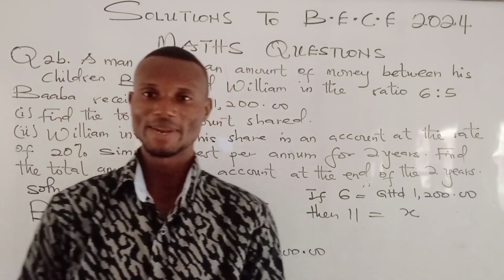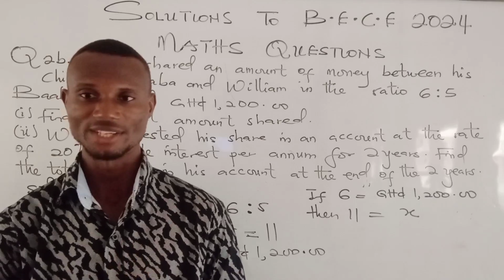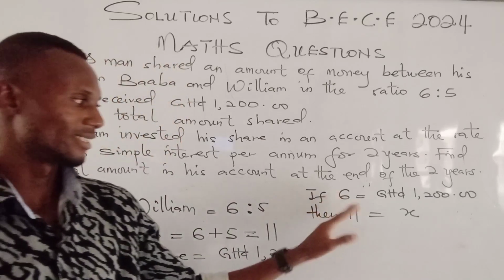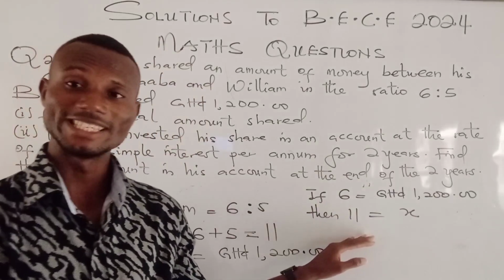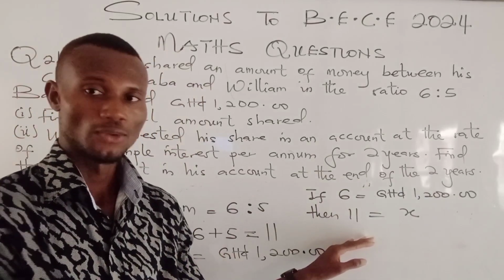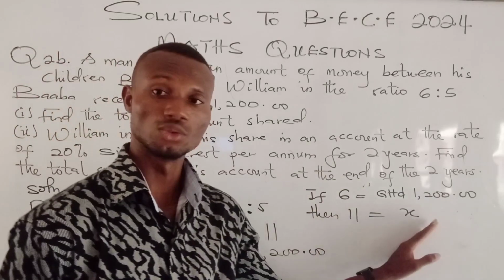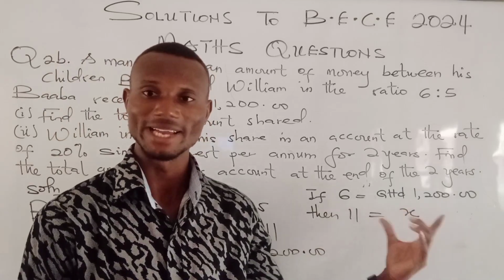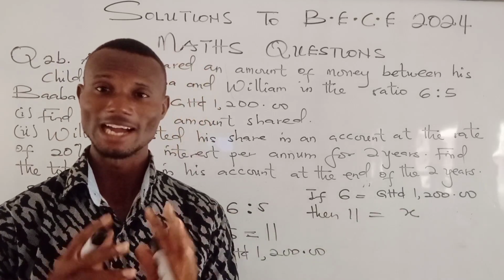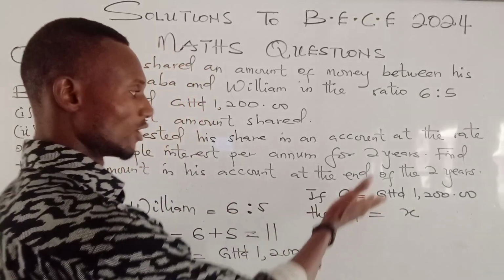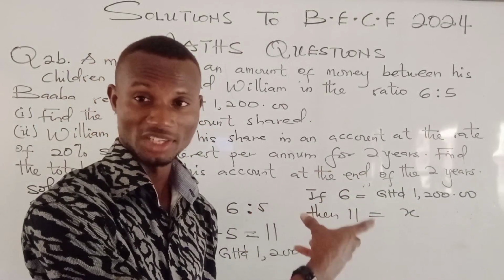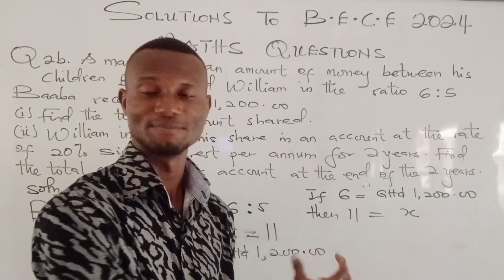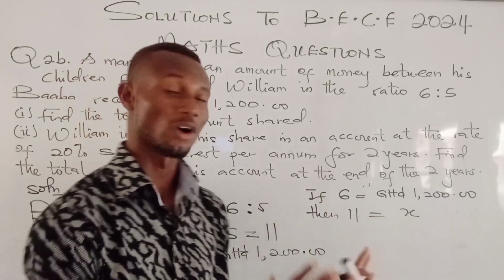I hope the explanation is clear enough up to this point. So having that 6 equals 1,200 Ghana cedis, then 11, which is the total amount which was shared, which you are looking for, equals, I don't know, so I represent it by a variable s. I hope you understand up to this point. If you are able to create two equations like this, what you do is that you cross multiply. So we are going to cross multiply to solve for the value of s.